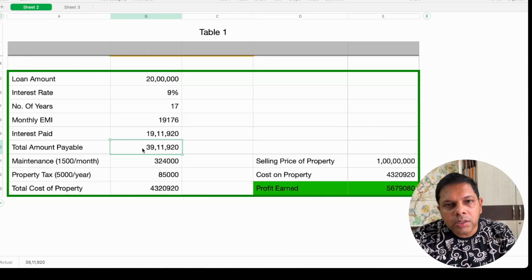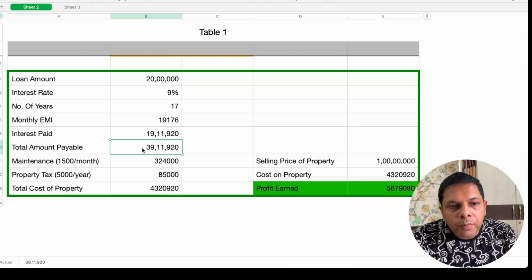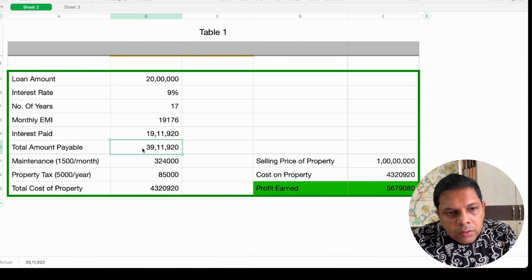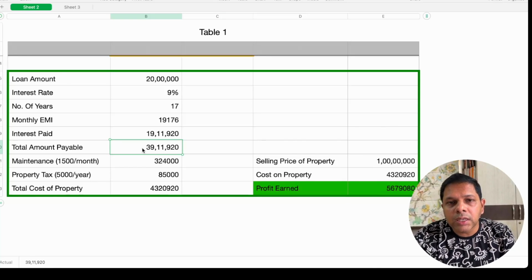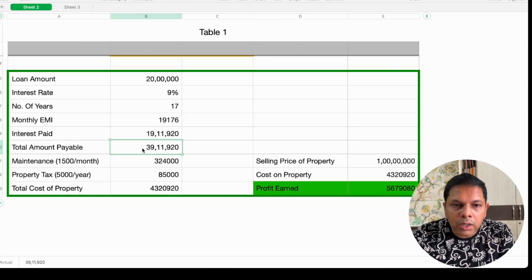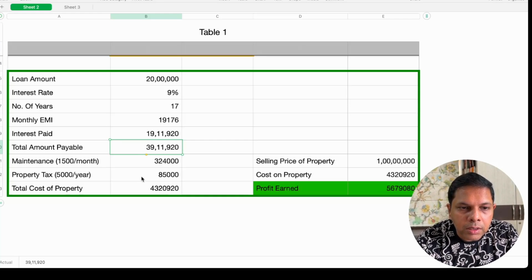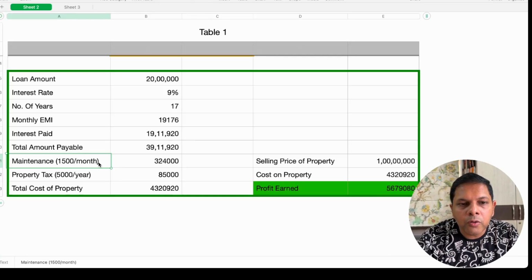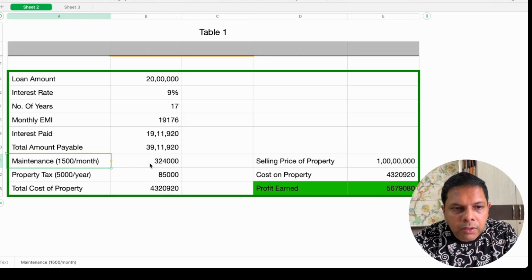Now, considering this is a flat or a property that he has bought, there will be a monthly maintenance cost that needs to be factored in. At the same point of time, everybody has to pay property tax for the property that they are holding, so I have also considered the property tax factor. I have taken a plain simple minimum amount of 1500 rupees per month as the maintenance cost for the flat, and I have taken 5000 per year as the property tax for the same flat.